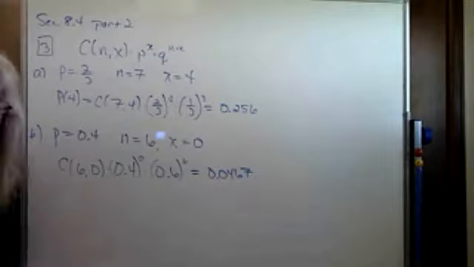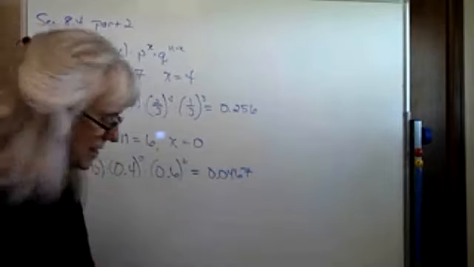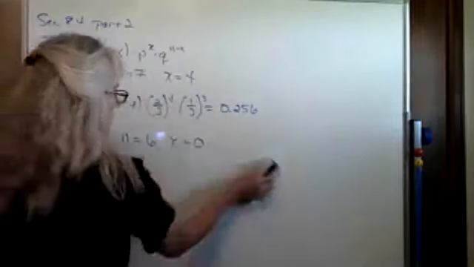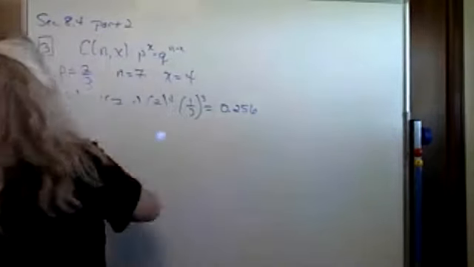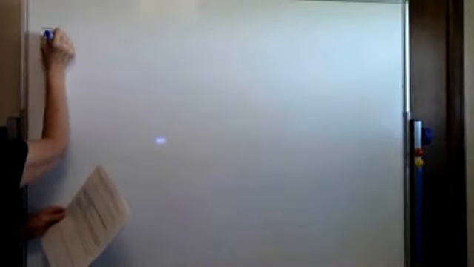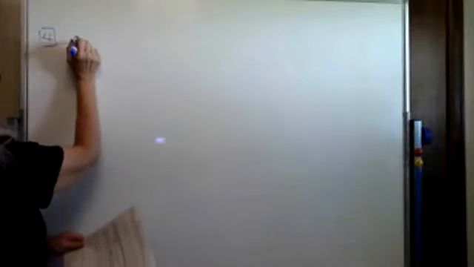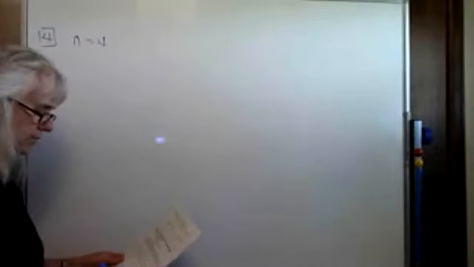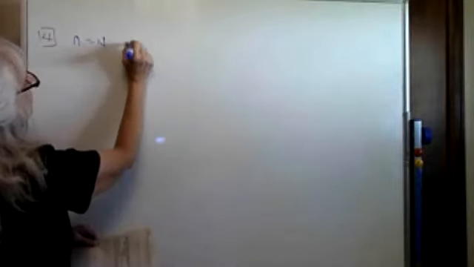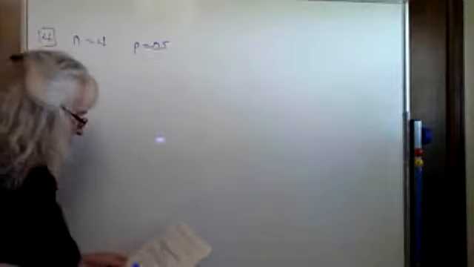Okay, let's actually try and do one where they're not hand feeding us everything. So we're going to take a look at a 4-child family. So our next example reads, let the random variable x denote the number of girls in a 4-child family. So n is going to be the 4 kids that are in the family. If the probability of a female birth is 0.5, we want to find each of the following.